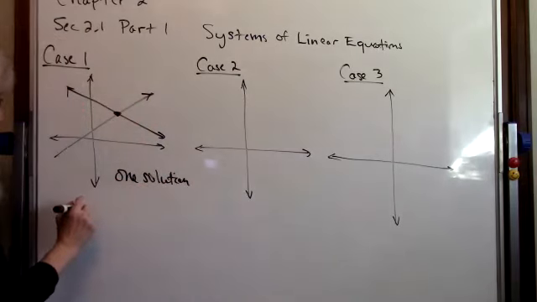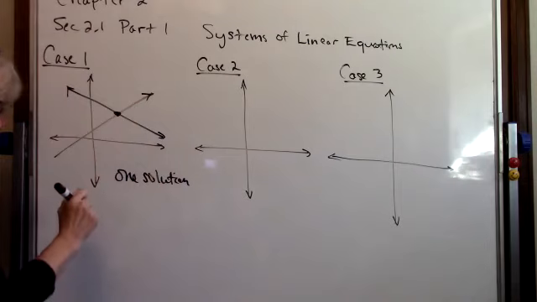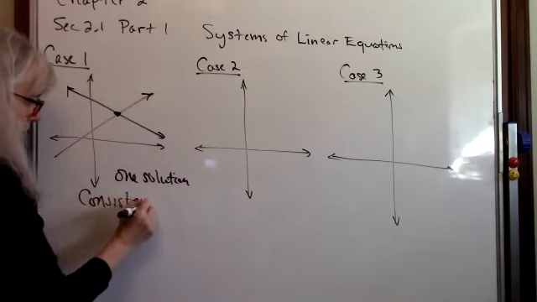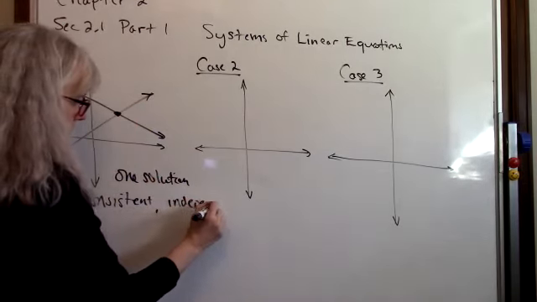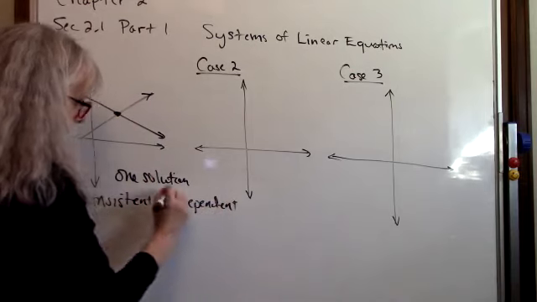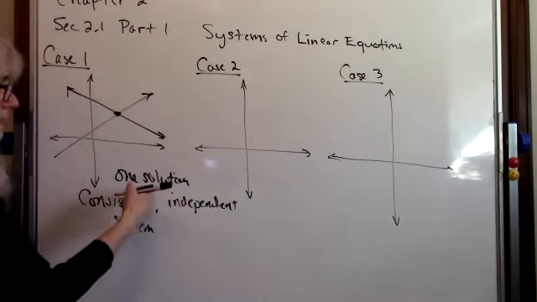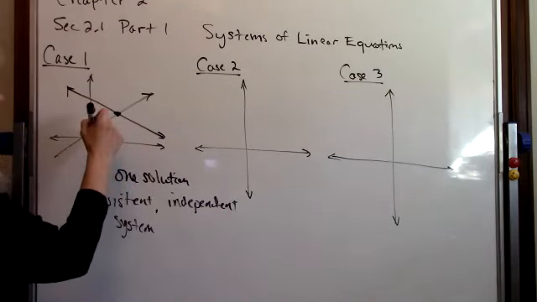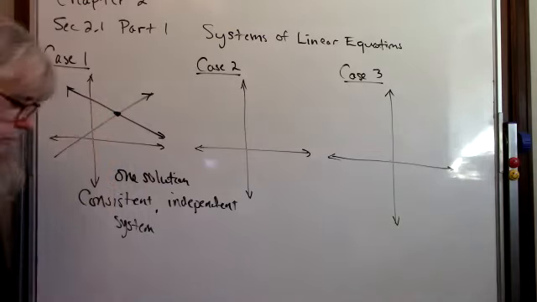And the terminology that the book uses to describe what happens in this case when they cross at a single point is that it's a consistent, independent system. Consistent because it has an answer. Independent because the x and y are independent based on where they are on the lines.